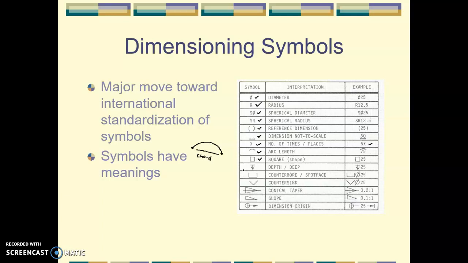We've seen before this square symbol. If you're looking at something from a side view, we don't know whether the profile of that, if we were to look at it from the other direction, is circular, like a cylinder, or is it square, unless we have some type of symbol indicating in the side view that it is square. We've used the depth symbol, counterbore, and countersink multiple times. We've seen the conical taper and slope, and this symbol is used to dimension or indicate the origin of a dimension, like in the case of using datum dimensions or baseline dimensions.